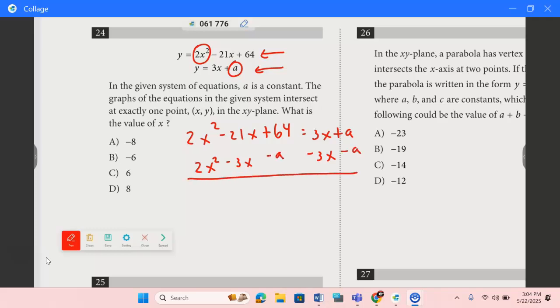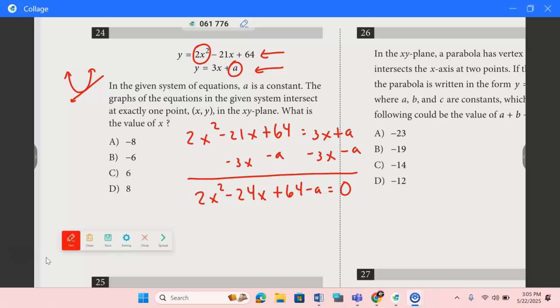Okay, so when I do that, I'm going to get 2x squared, I'm going to get a negative 24x, and I got this 64 minus a. That's equal to 0. And I know that this will intersect in exactly 1 point, which means that it looks kind of like this. You've got a parabola going somehow, and you've got a point. It's just going to hit one time.